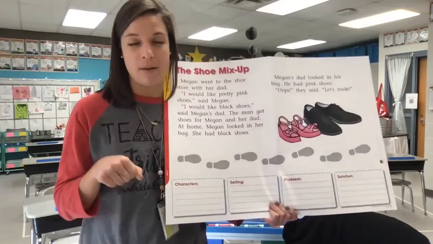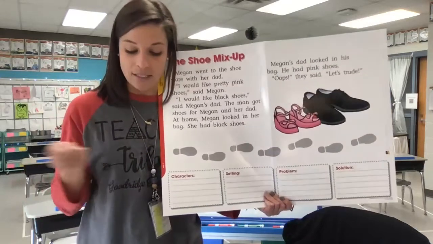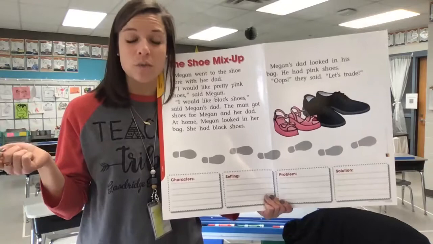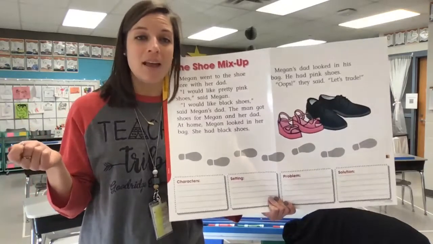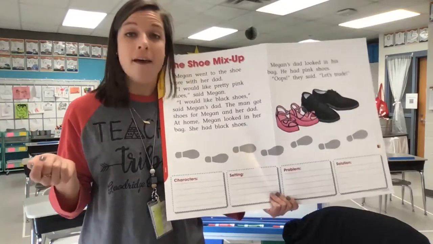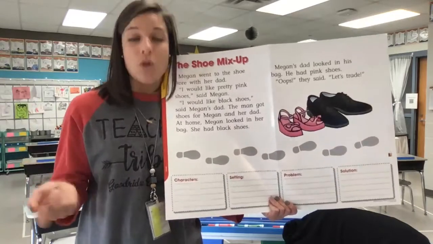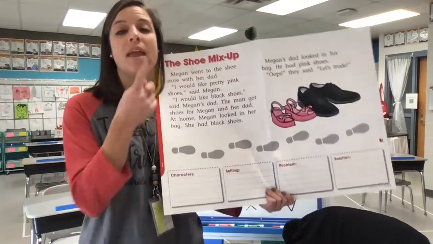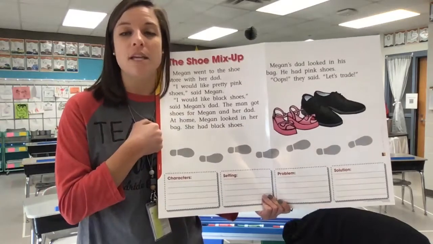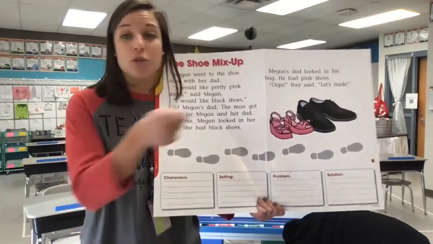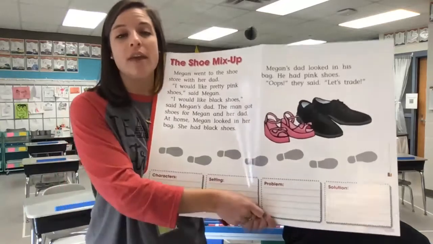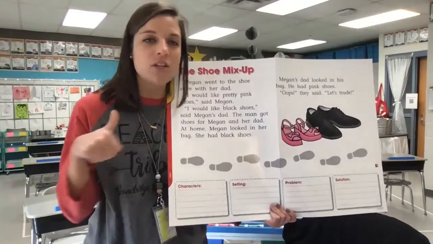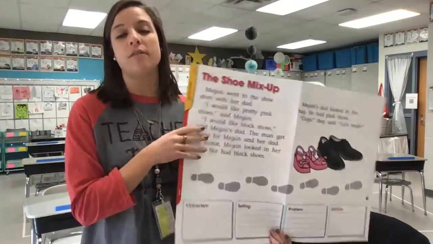When they look in their bags, Megan says, uh-oh, I have what color shoes? Black shoes. And dad looks in his bag and he says, uh-oh, I have pink shoes. So they accidentally mixed up their shoes, right? And to solve their problem, what did they do? They traded their shoes back. So all they had to do was trade their bags. They didn't pout and cry about it. They just traded. And that's how they solved it.